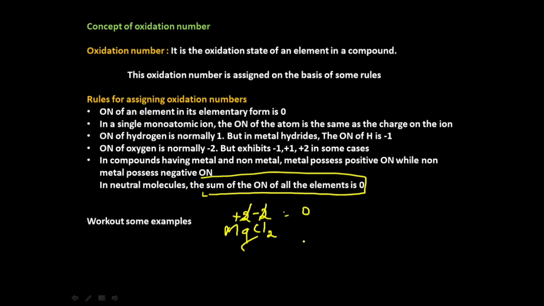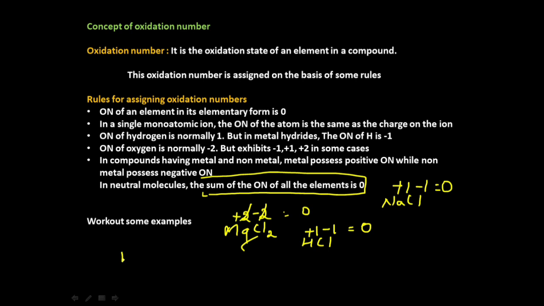You take any molecule like hydrochloric acid: hydrogen exhibits +1 oxidation state, chlorine exhibits -1 oxidation state, so the sum will be equal to 0. You take which one? Sodium chloride, a familiar simple example, NaCl. Sodium exhibits +1, chlorine exhibits -1, and the sum of the oxidation states of the elements will be equal to 0.